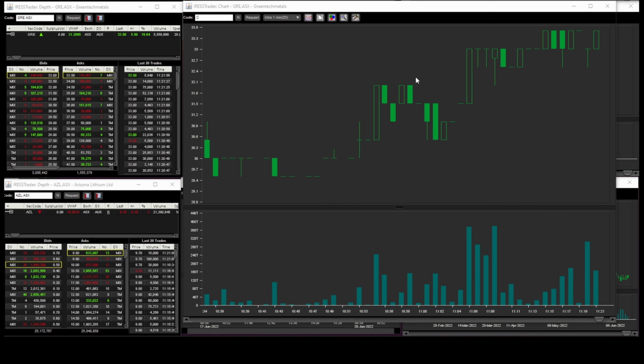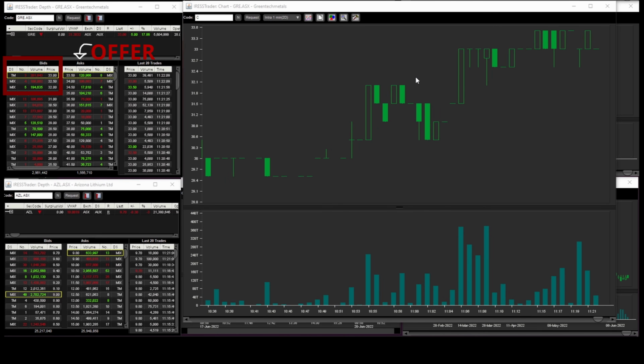This is where liquidity, the fake liquidity is sitting on the bid of a stock, encouraging other people to lift the offer. So in this example at the moment, we've got liquidity at 33 cents on the bid. A lot of it's fake. And that's encouraging other buyers to hit 33.5 to move the stock upwards.